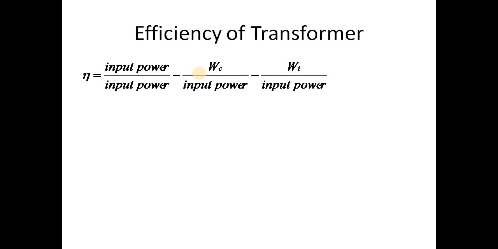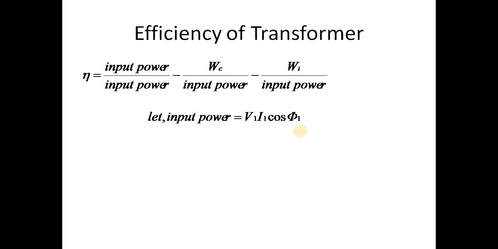Now we'll assume that the input power is given by the term V1 I1 cos phi 1. So let V1 I1 cos phi 1 be the input power. And as we know from the previous lecture series, the copper loss is given by I square R. Since we are dealing with any one of the windings, with respect to the primary winding, that is given as I1 square R1.